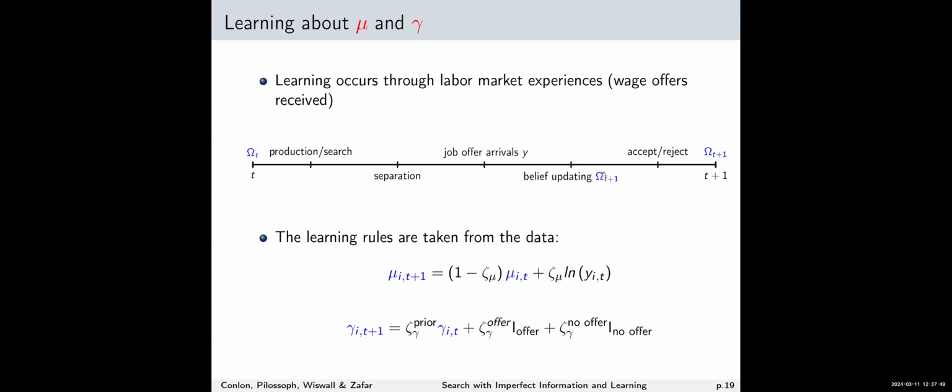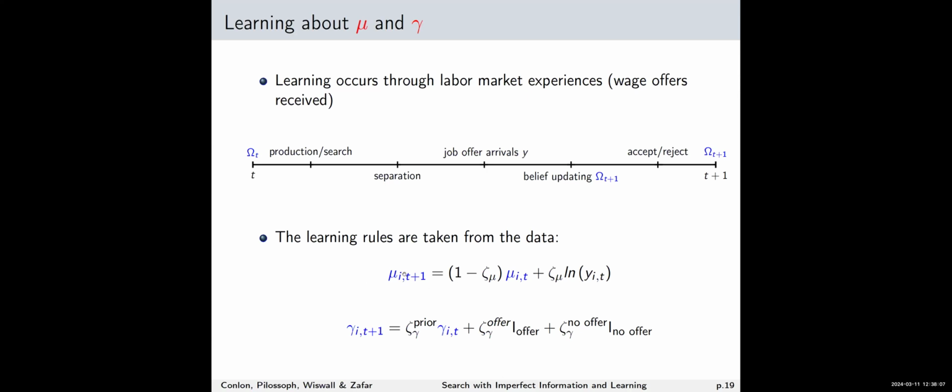about accept or reject, they're just myopic. So they think this gamma given omega t is going to stay the same forever. Previously, we allowed this to affect whether they accept or reject or whether they tried to search more or not, but it didn't make a huge difference. So we sort of just kicked it out.